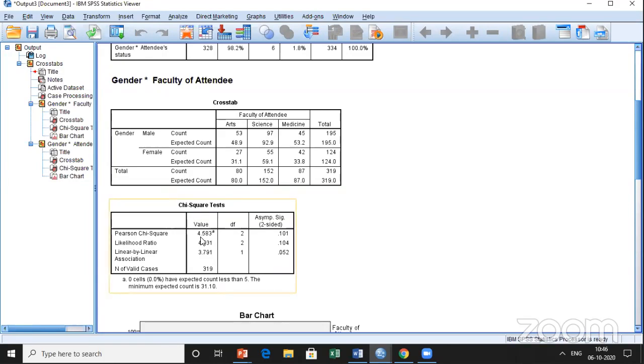So I calculated the chi-square as 4.583 with 2 degrees of freedom. You have 2 rows, 2 minus 1 is 1, and 3 minus 1 is 2. 2 into 1 is 2 degrees of freedom. This is the probability value. For significance this probability value should be less than 0.05, but it is greater than 0.05. So that means male and female are equally distributed in arts, science, and medicine. That is the conclusion I can make from this particular case here, right?